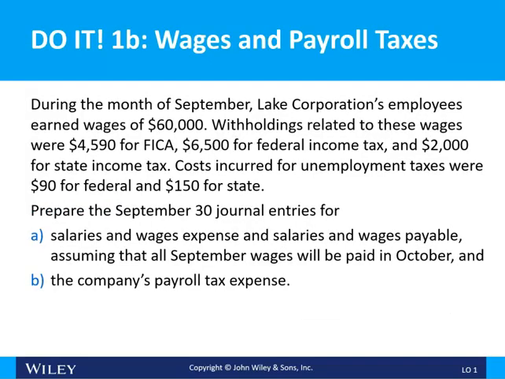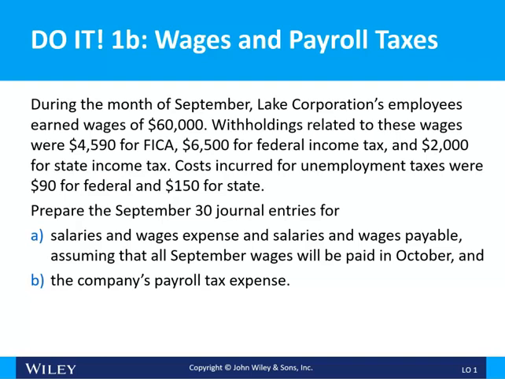During the month of September, Lake Corporation's employees earned wages of $60,000. Withholdings related to these wages were $4,590 for FICA, $6,500 for federal income tax, and $2,000 for state income tax. Costs incurred for unemployment taxes were $90 for federal and $150 for state. We're going to prepare the September journal entries for salaries and wages expense and salaries and wages payable, assuming that all September wages will be paid in October, and then second, the company's payroll tax expense.